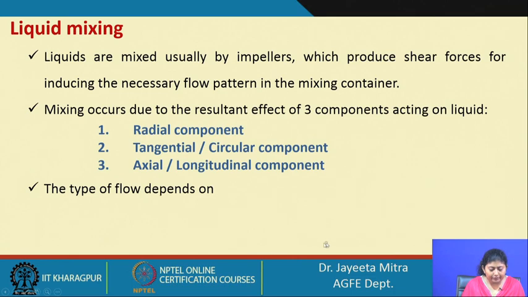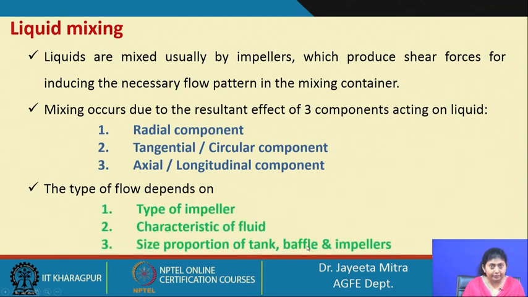So, the type of flow actually depends on the type of impeller that we are using, because not all the impellers will generate these three kinds of different motions, there may be variations. So, that depends on the type of impeller that we are using, and also the characteristics of the fluid, that is whether it is a mixture of two different fluids having different density, or some dispersion kind of material. Okay. So, what kind of material or what is the viscosity of the fluid, that is also important, what is the density of the fluid. So, the characteristics of the fluid is an important parameter.